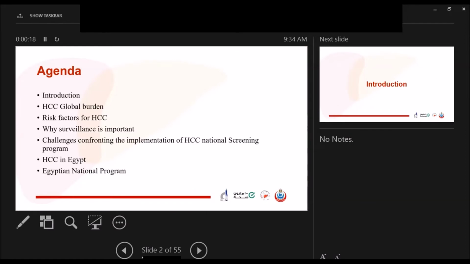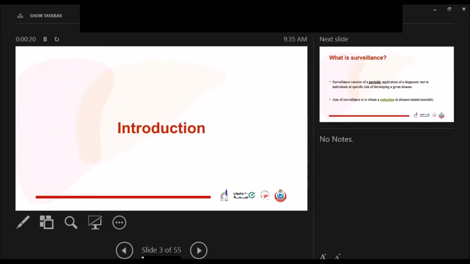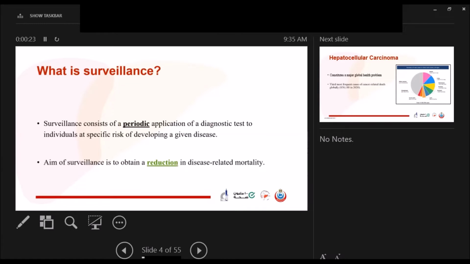This is our agenda today. We'll start with what is surveillance. Surveillance is a periodic application of a diagnostic test to individuals at specific risk of developing a given disease. Our aim is to make a reduction to the disease-related mortality.